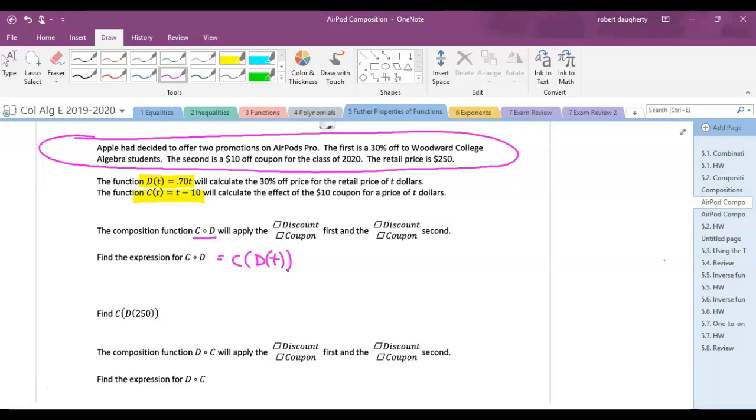Now, if you look at this, what happens first? The discount or the coupon? You get the discount first, and then the coupon second. Do you want that, or do you want it the other way around? This function is D of T instead of D of X. That's my variable. So that's C of D of T.